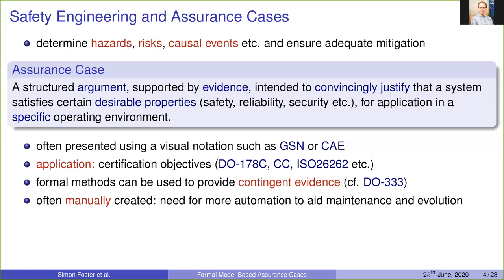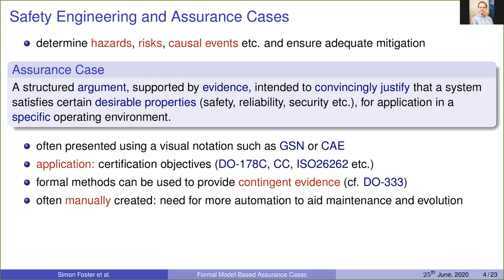And to show that a system exhibits this, the concept of an assurance case was developed at the University of York and is well used in industry, I think it's fair to say. An assurance case is a structured argument supported by evidence intended to convincingly justify that a system satisfies certain desirable properties for application in a specific operating environment.